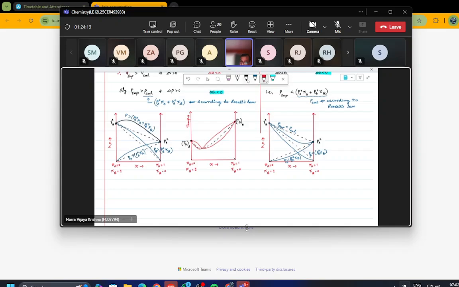Above this curve, what you will find? Only vapors. Below that curve, what you will find? Only liquid. If you observe this graph carefully, at some point, what you will find? Both become equal. That point, that composition, is called azeotrope. What we call that? Azeotrope. Azeotrope is also called constant boiling liquid.